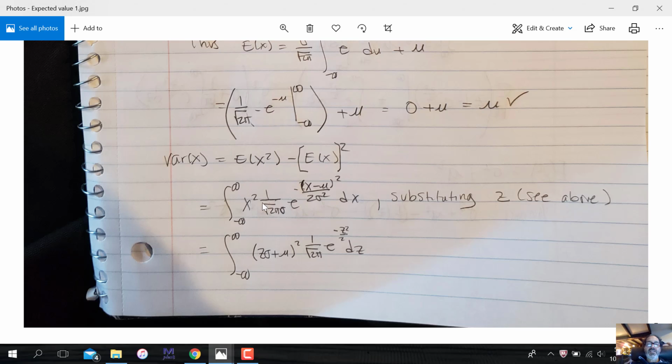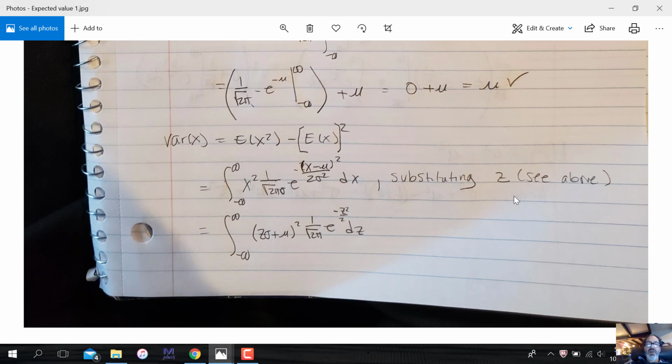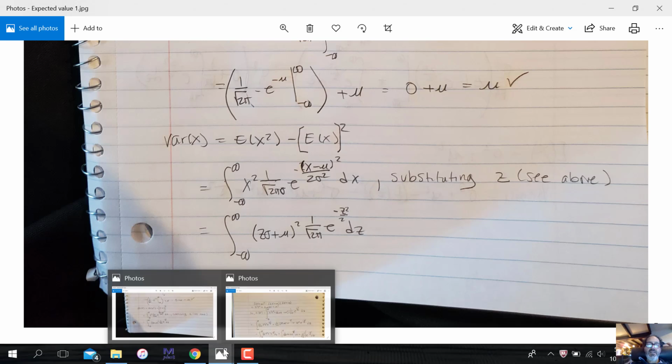And we do the same thing. So it's x squared times the PDF. So we have this PDF. We did this z substitution, which I already showed you how to do, so I'm not going to repeat that again. So we're going to get z sigma plus mu. This time it's squared because it's being substituted for x squared, and then there's the rest of the integral.